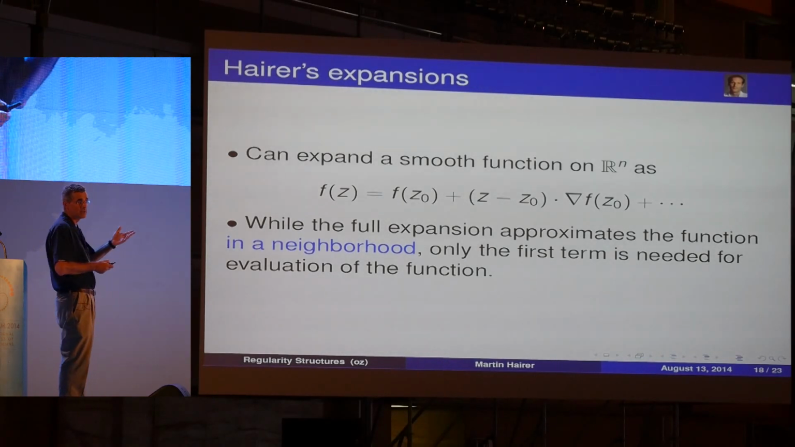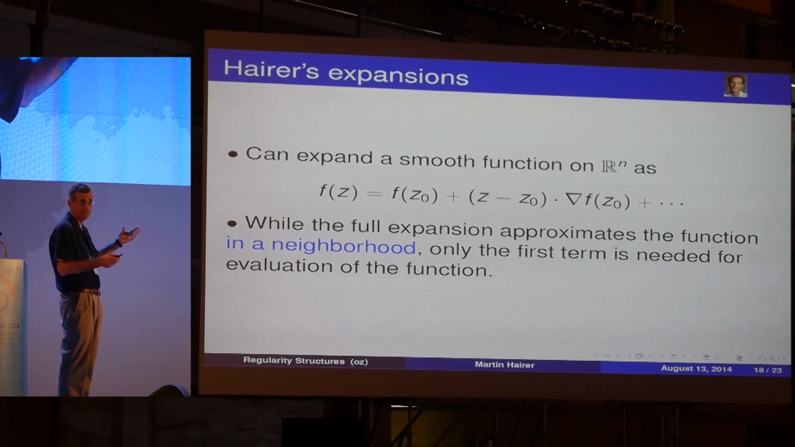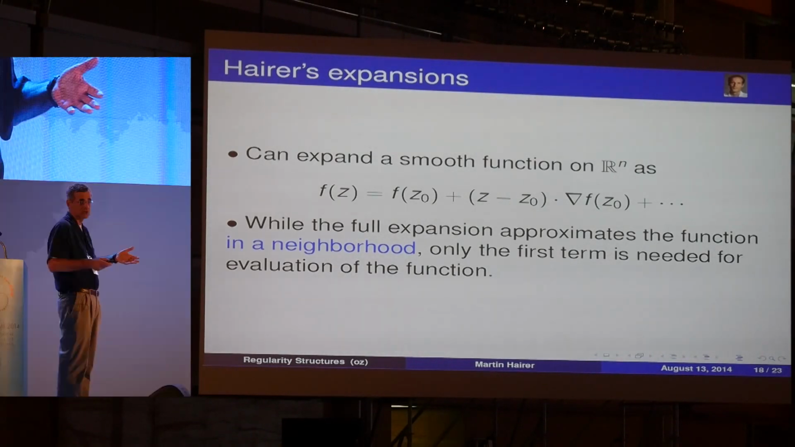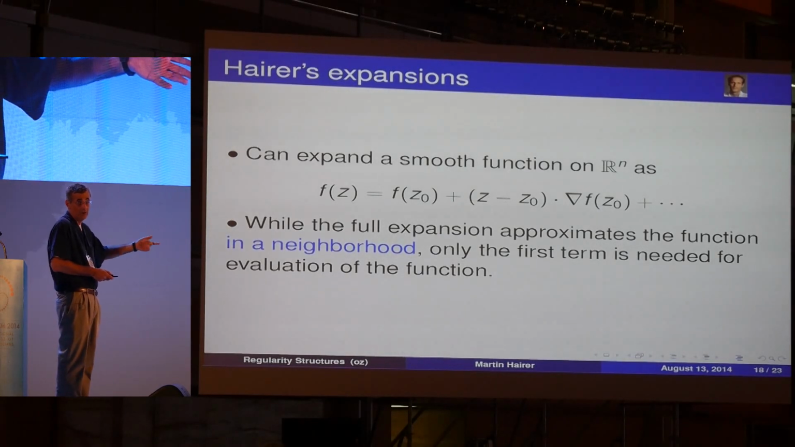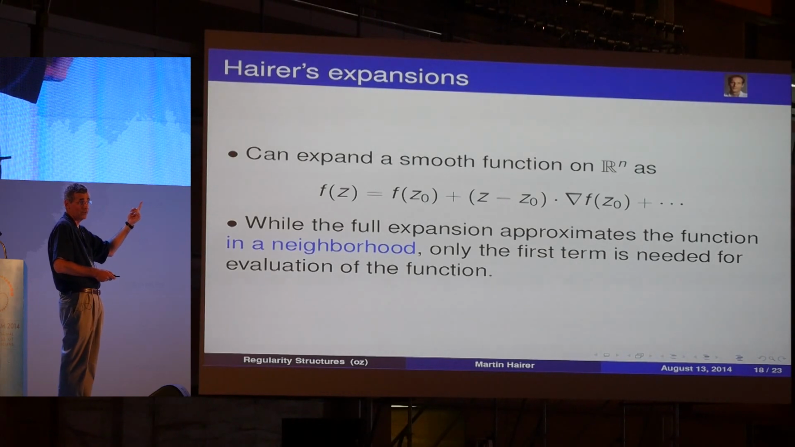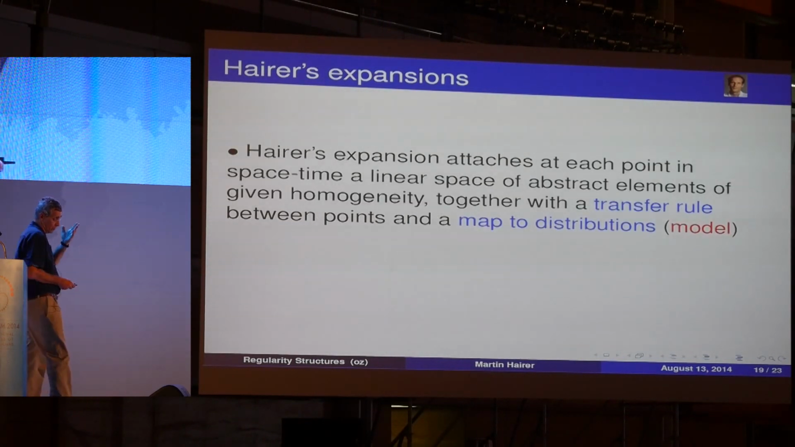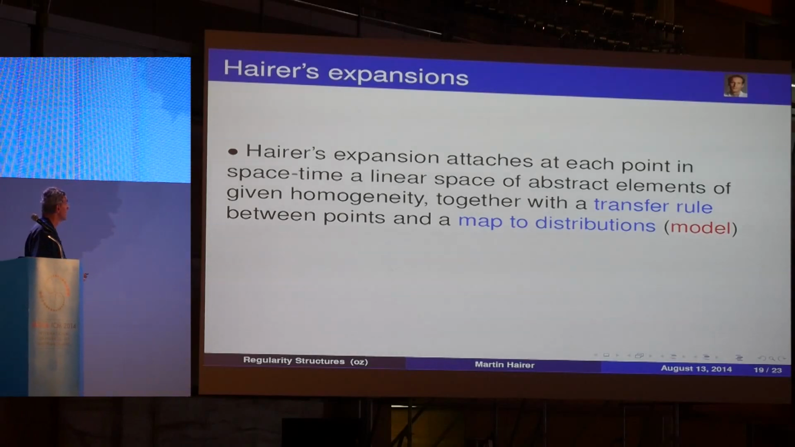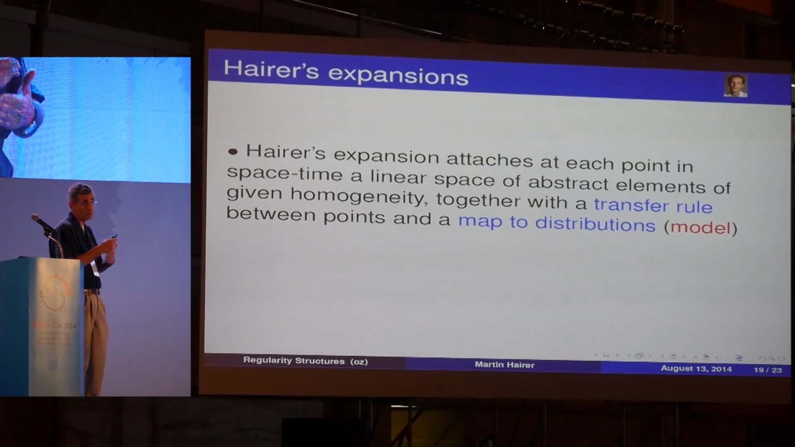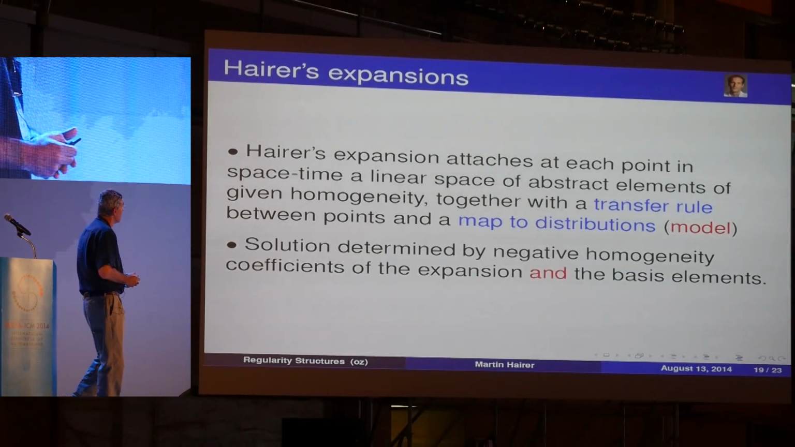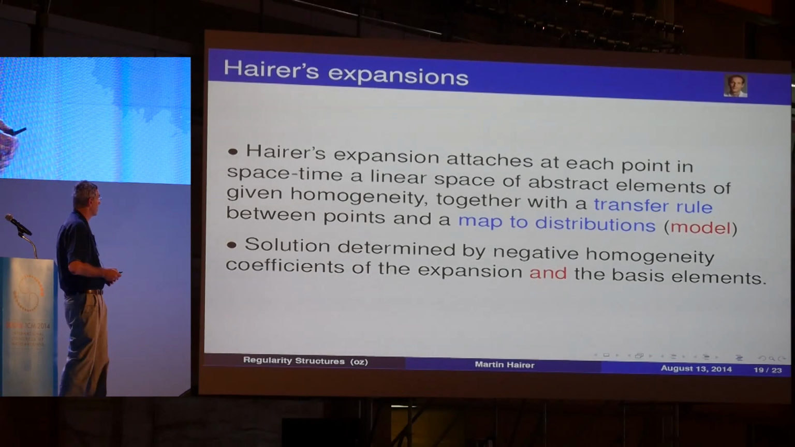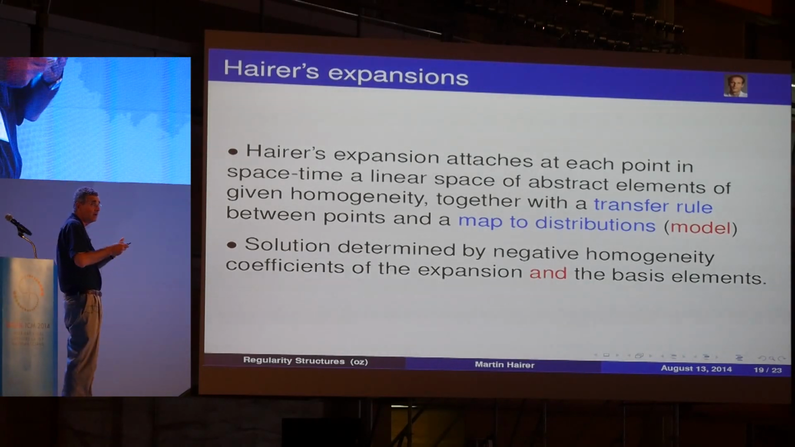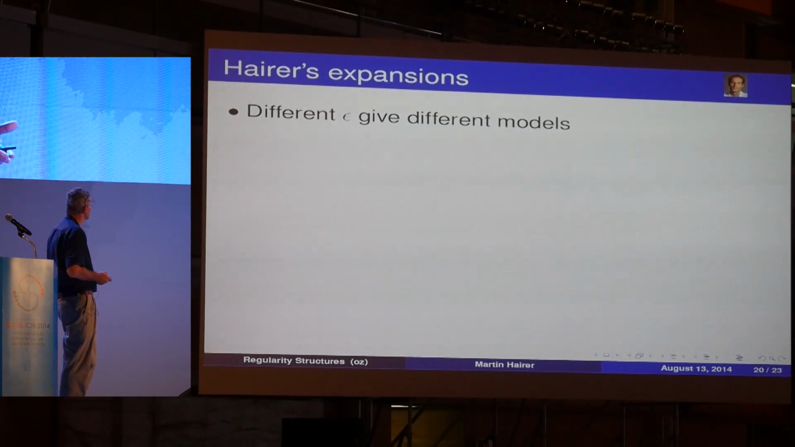But the point is, and this is such a triviality that it sounds surprising that it would be useful, that in fact, if you have a Taylor expansion, in order to reconstruct the function, you can forget about the expansion. The first term is a value at a point. So if you compute something like a Taylor expansion, and all your goal is to compute the value of f, all you have to keep track is one coefficient at each point, the first coefficient, f of z0. So what Hairer does, he attaches at each point in space-time a linear space of abstract elements of given homogeneity, together with a transfer rule between points and a map to distributions. This is something that he calls a model. And the solution is determined just by the negative homogeneity coefficient of the expansion and the basis element. Remember, the basis elements are equation specific. They are not the same for different equations.